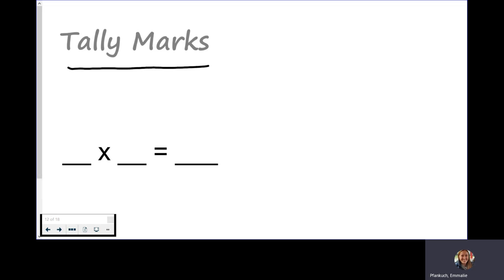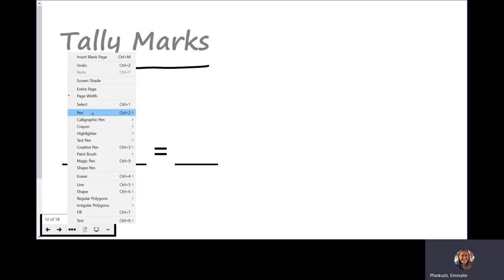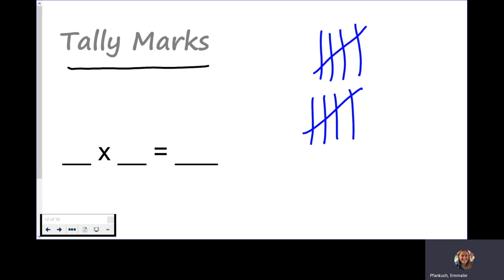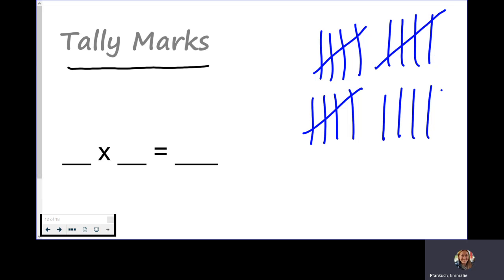Another way you maybe have seen it before is in tally marks. Sometimes when we play a game, you might use tally marks to keep score. So if we're playing a game, and we're going to have Team Blue over here. Team Blue scored lots of points during the basketball game. When we make tally marks, we do 1, 2, 3, 4, 5. The 5th one's always crossed.